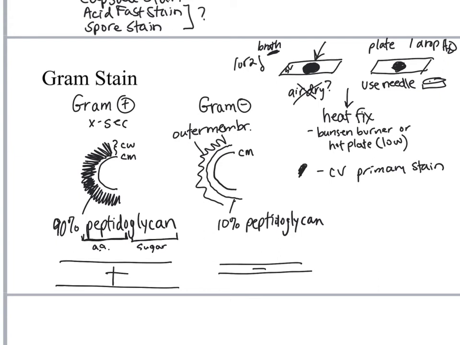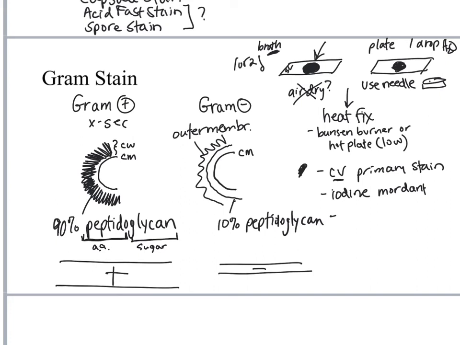You're going to leave that on there for a minute, rinse it off, and then you're going to add Gram's iodine. You're going to leave that on for a minute. This is called a mordant step. A mordant is something that forms an insoluble complex with something else. So basically the iodine forms a complex with that crystal violet and really hammers it into the cell wall.